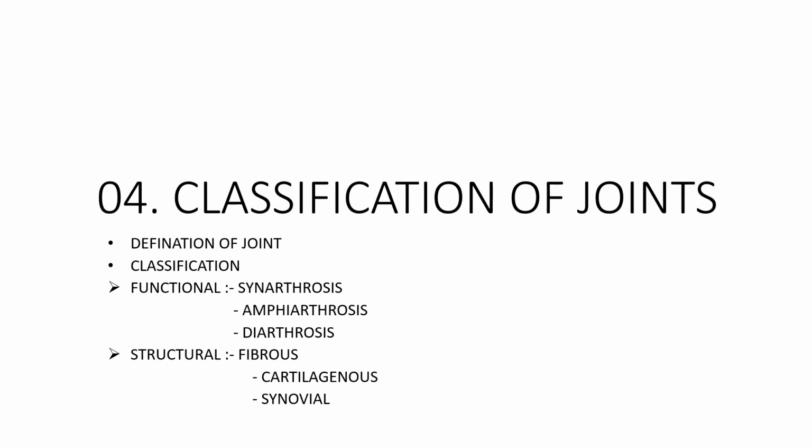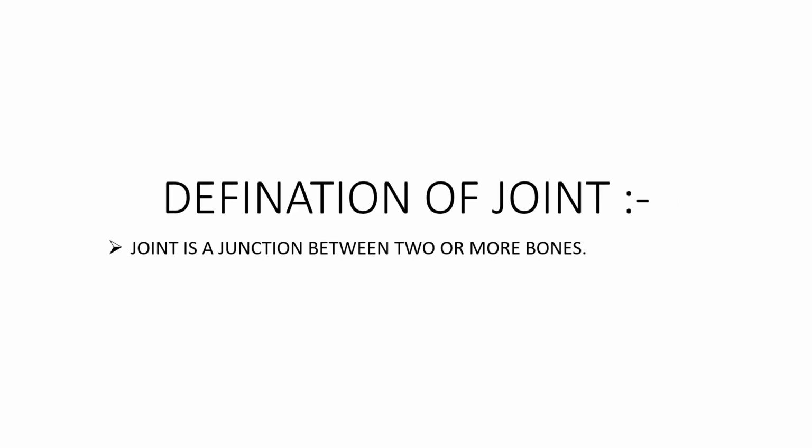In this topic we will be learning about the definition of joint, what is the classification of joint, and in that classification further the several other classifications. What is the definition of joint? Joint is a junction between two or more bones.